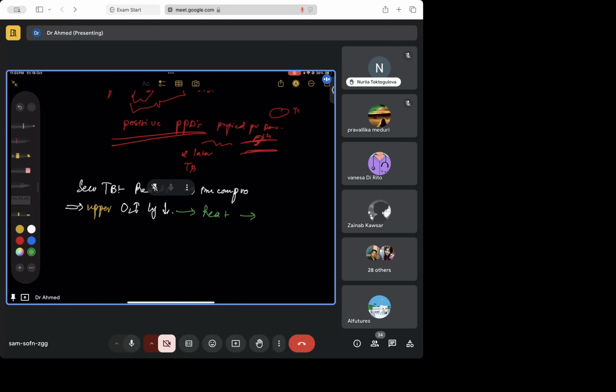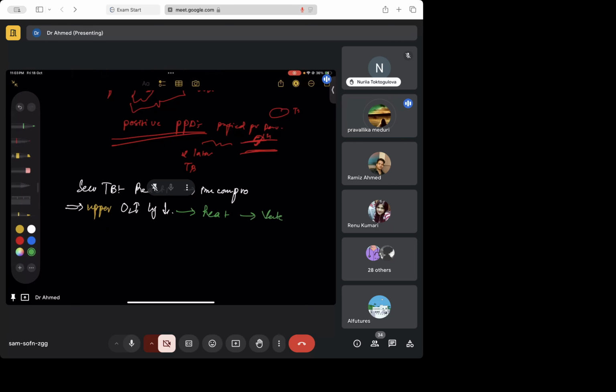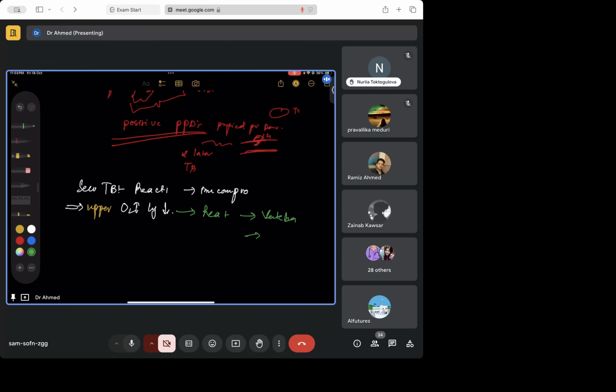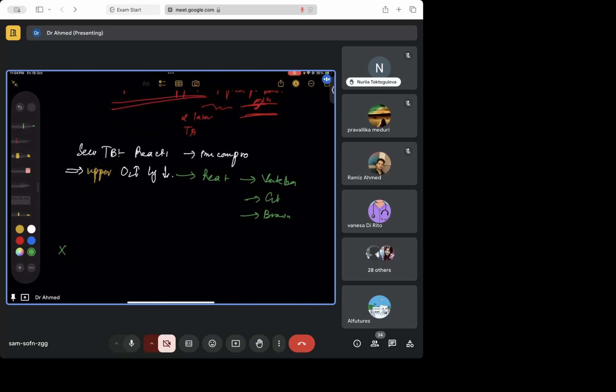Where? Spine, bones, vertebra. It can go to the GI tract. It can also go to where, guys? Brain. And what would be the symptoms associated with a person having TB? Most importantly, fever, night sweats, weight loss, cough with sputum, and hemoptysis.